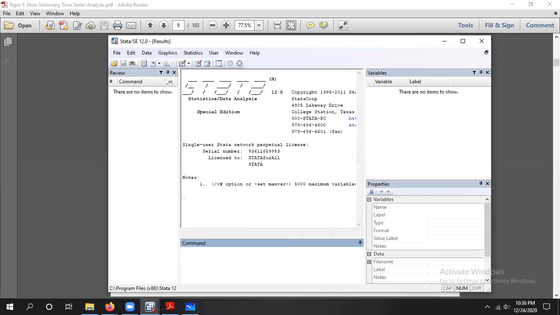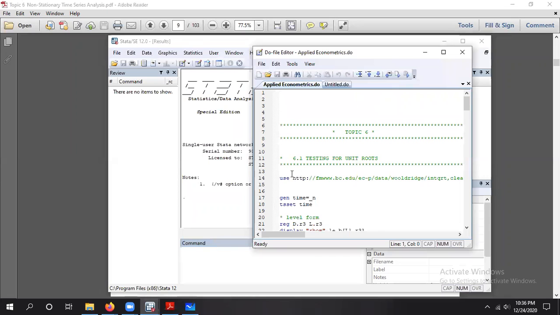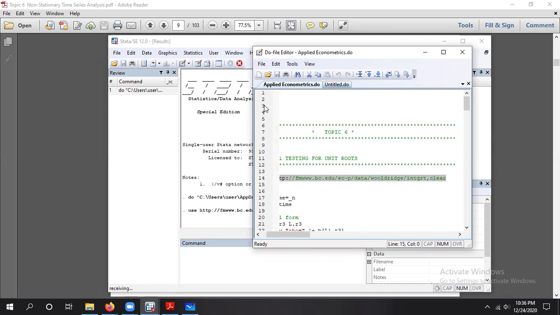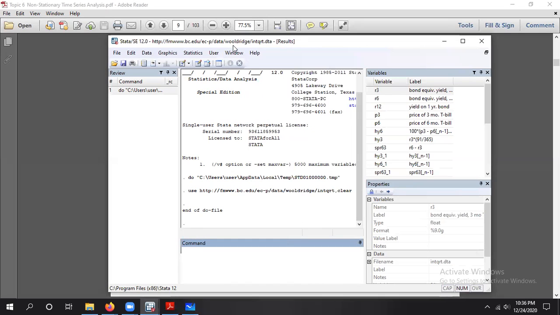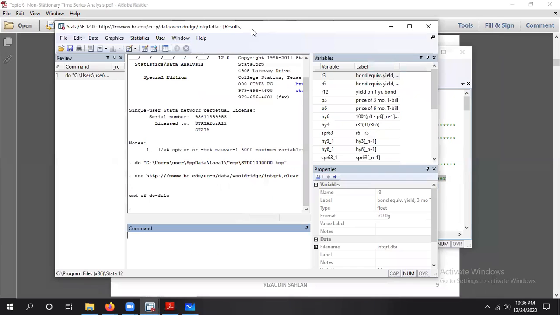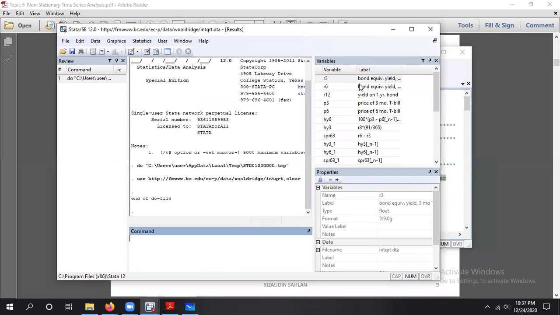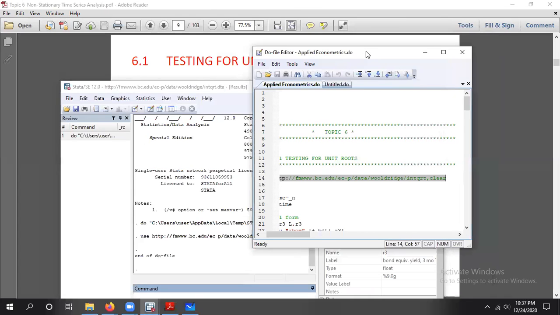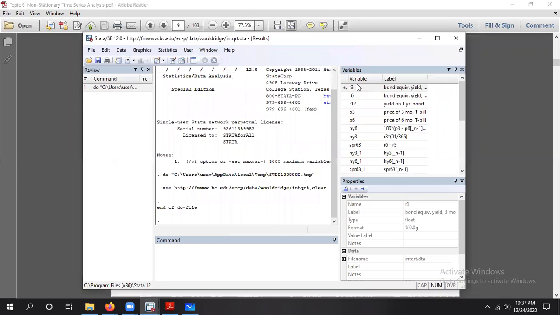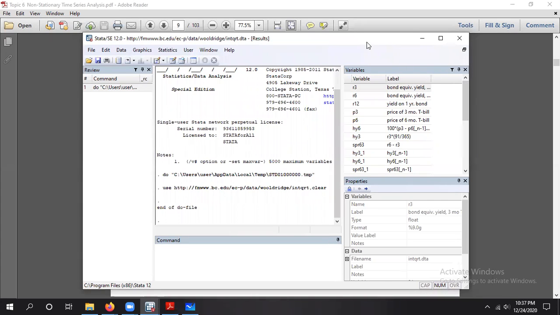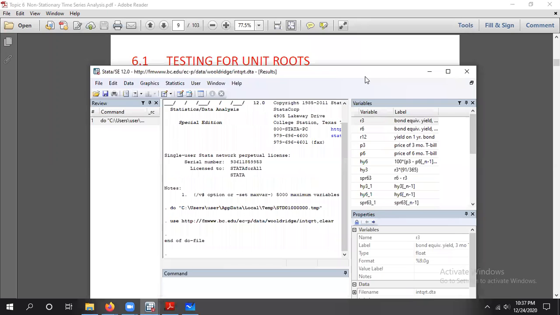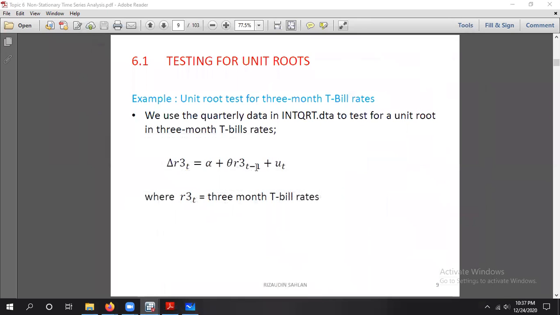Okay, this is our data. This is the data in the file ITQRT. The data has R3, R6, R12, and so on. The R refers to the bond, the rate of the bond for 3 months.